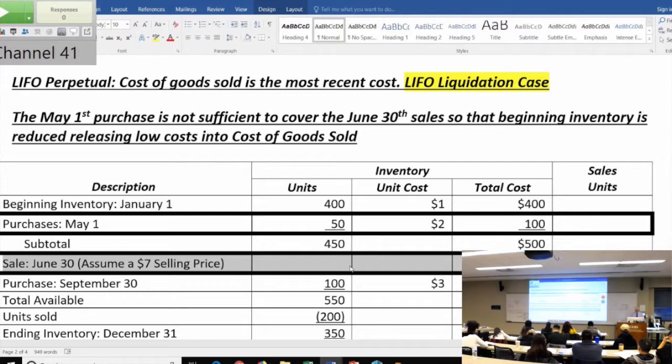Now, the danger for the liquidation is that your cost of goods sold would be lower now that you're releasing these older units, older costs. All right, questions on that? I'm trying to go as slow as we can because this is a little tricky. Cost of goods sold is now lower. No, I'm saying that the gross profit would be higher. That's the problem. The gross profit is higher, and that's why taxes go up.